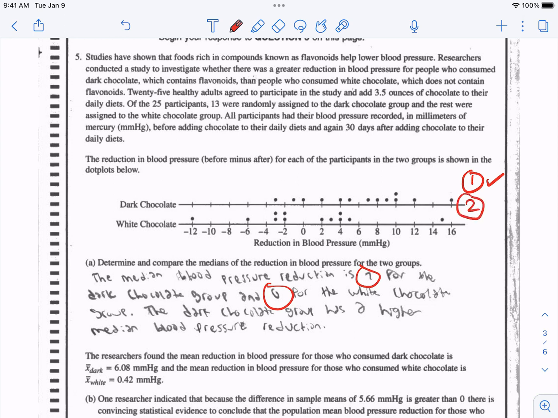The second part is to compare them explicitly, and they said dark chocolate had a higher median blood pressure reduction, so they got that, and the blood pressure reduction also got the context. And they did talk about dark and white chocolate, and so they had everything they needed to get an E. So part A was an E.